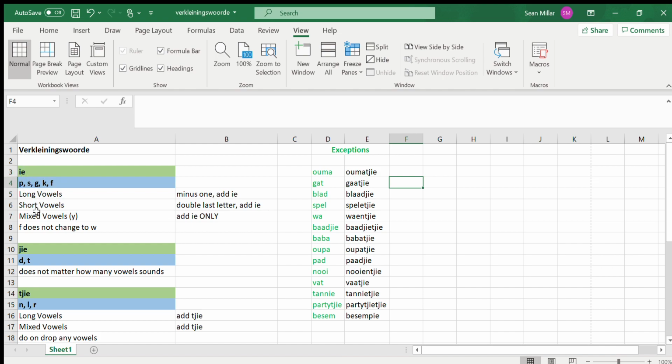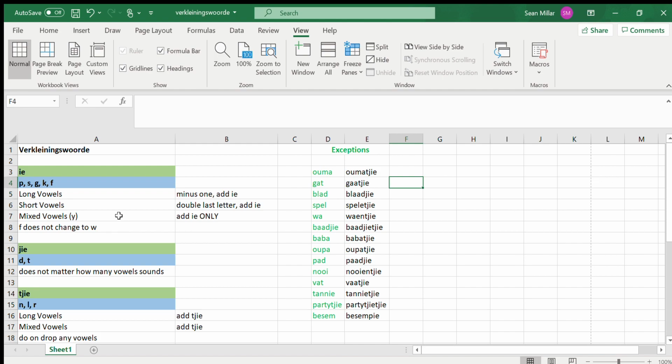However, same as meervoud, if we have a long vowel, we minus one of the vowels and then we add the IE. For short vowels, we double the last letter and we add the IE. For mixed vowels, we simply add the IE. And please note that in Verkleiningswoorde, the F does not change to a W as it does in meervoud.